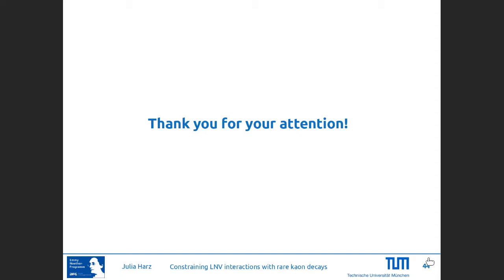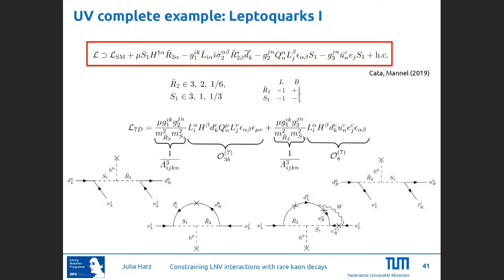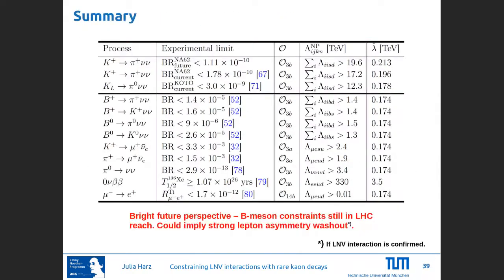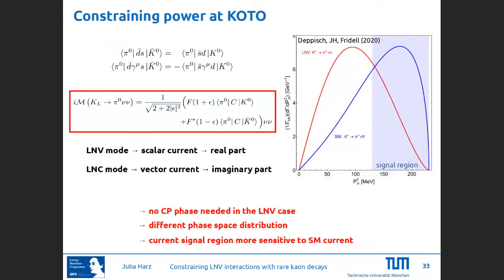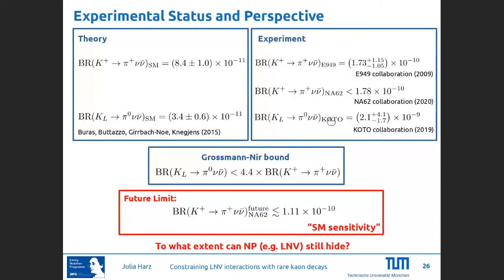I was wondering if the channel K long to nu nu-bar, for example, was accessible, would that provide better constraints than K to pi nu nu-bar, let's say if probed at the level of 10⁻⁸ or so? Okay, I'm not sure exactly what you want to compare. In terms of the scale of the new physics probed, I imagine that it will probably be similar.